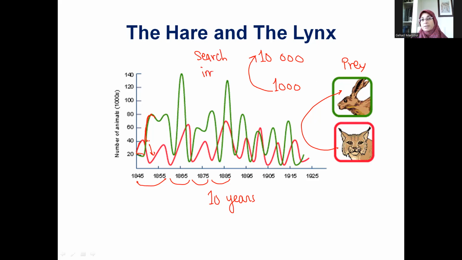So what happens is that they will totally devour those 10,000 hares. And so the lynx will increase in number, and the hares will decrease in number. But after a while, they no longer find hares to prey upon, and therefore they will die out of hunger. So the lynx will decrease again in number.